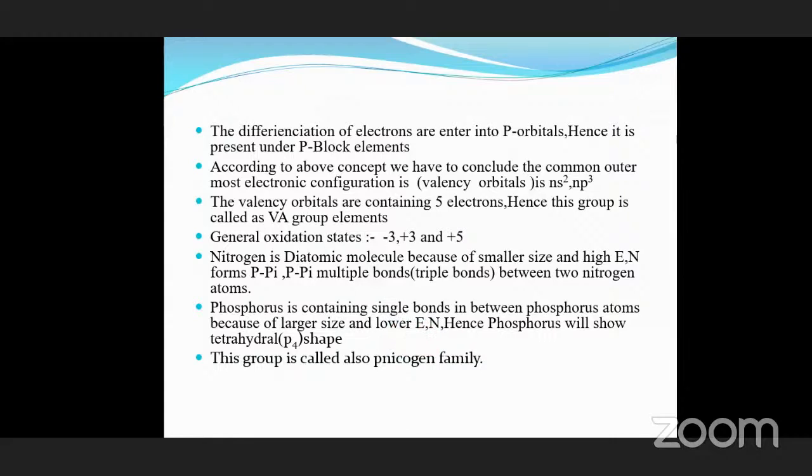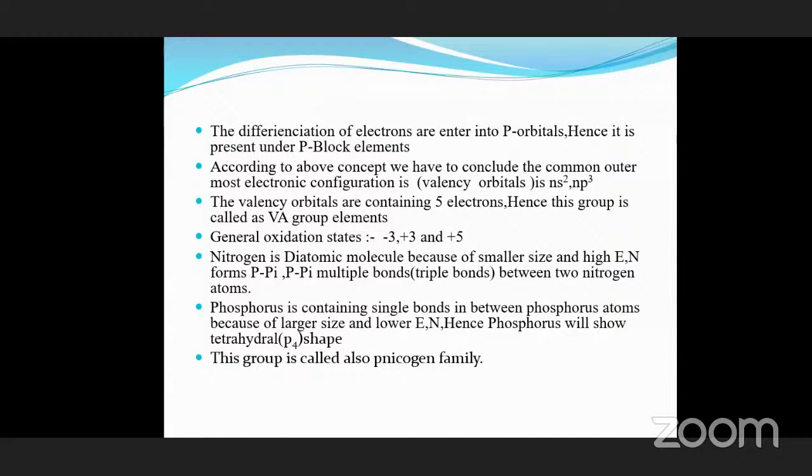When compared with nitrogen, and this is an important point, phosphorus will show single bonds. This is because of its lower electronegativity as well as larger size when compared with nitrogen. These two points are important, so you have to remember them.